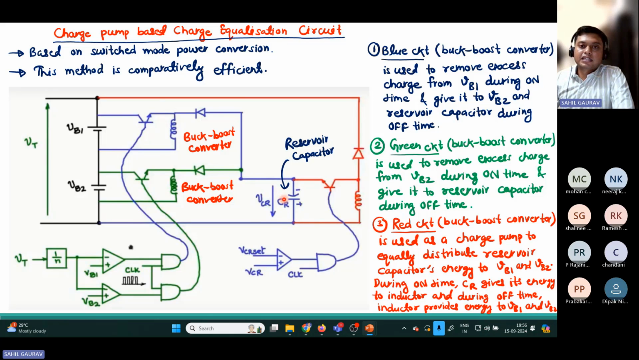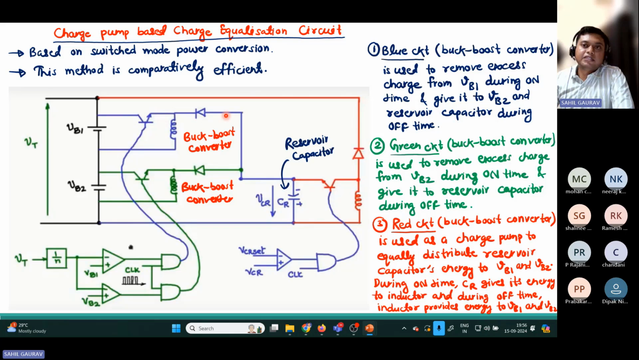So to push this extra excess charge, during turn on time, again this inductor stores this charge, and during turn off time, this excess charge will go to this battery. So it is pumping the extra charge to this battery. That's why it is called a charge pump based charge equalization circuit. So here I have written all these 3 points.